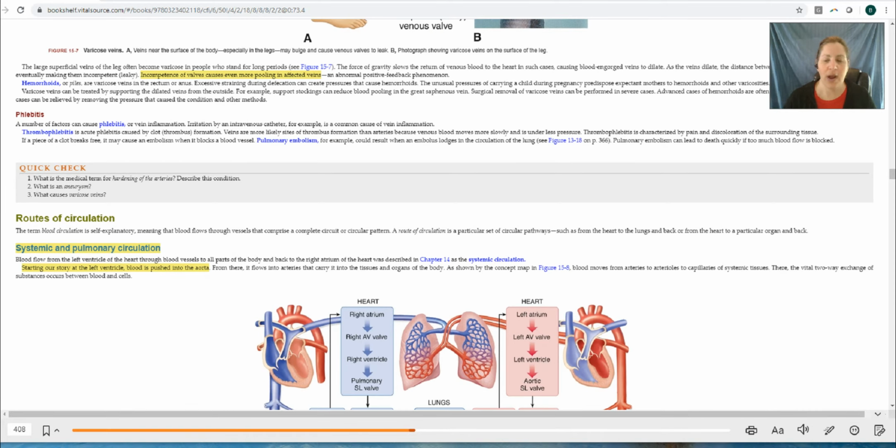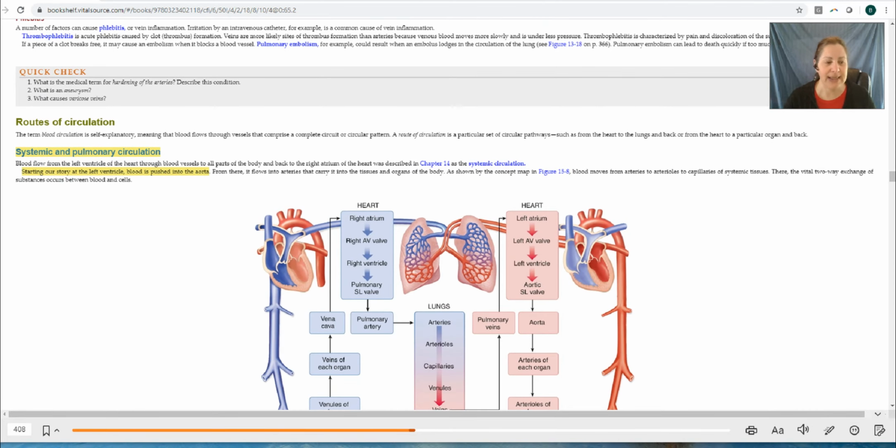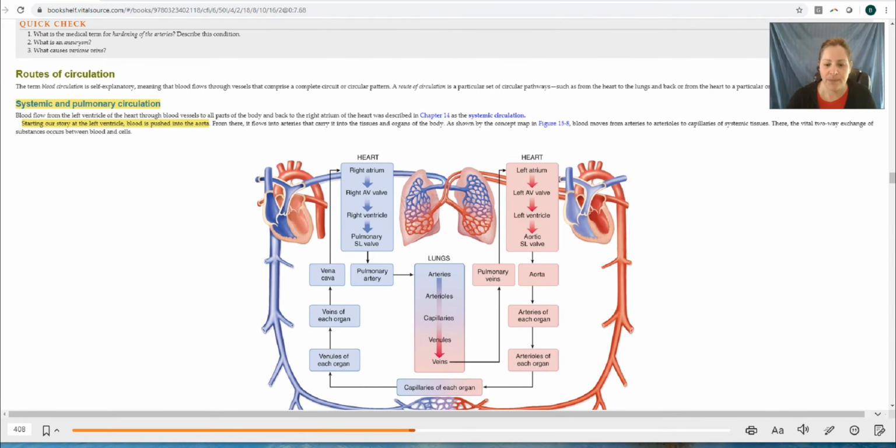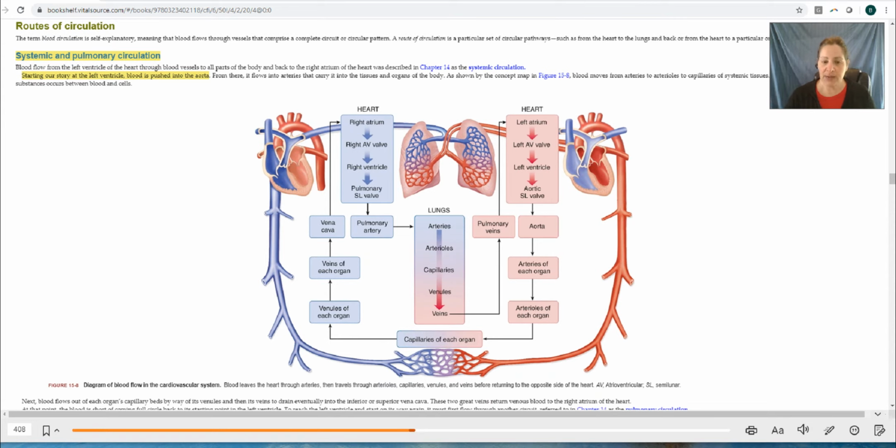Okay, so routes of circulation. We touched on this in the heart chapter. We're going to reinforce this here in the circulation chapter. So we talked about in the heart chapter how the blood goes through one side of the heart when it doesn't have oxygen. It goes over to the lungs to get the oxygen, comes back and goes through the other side of the heart, and then goes out to the body.